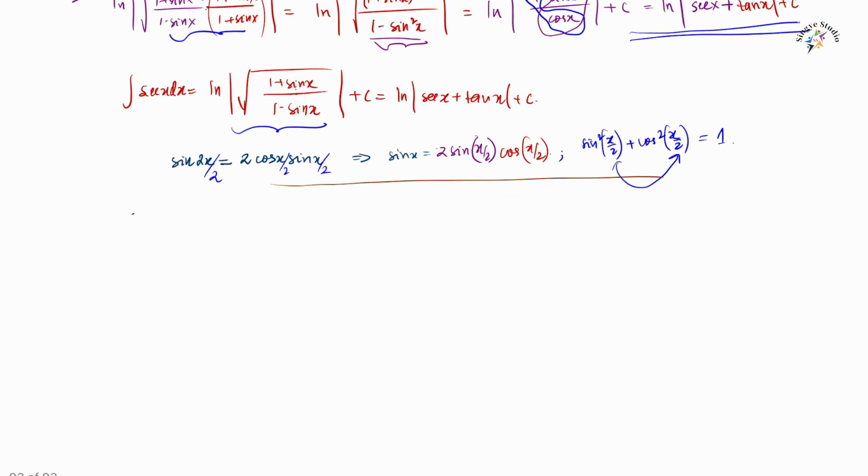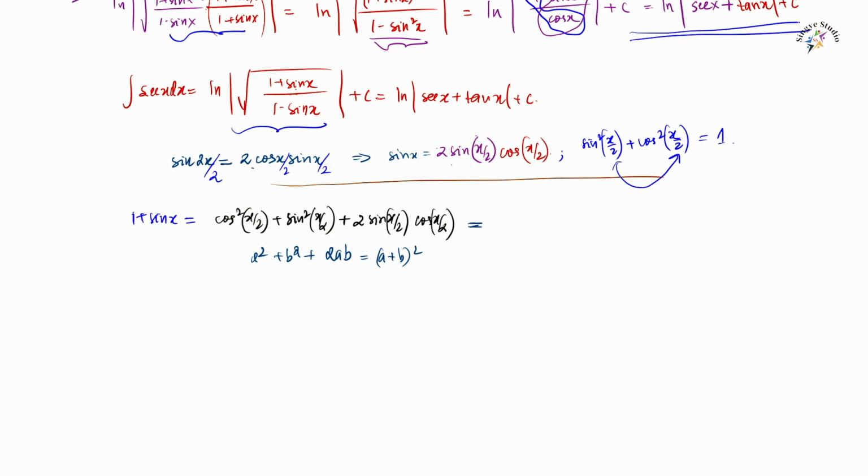Therefore, we can modify this by using these equations. We can write 1 plus sine x as cosine square x by 2 plus sine square x by 2, that is for 1, plus 2 sine of x by 2 times cosine of x by 2, for sine x. If you observe carefully, this is in the form a squared plus b squared plus 2ab, which can be written as a plus b the whole squared. Therefore, this whole expression is equal to cosine of x by 2 plus sine of x by 2, whole squared.